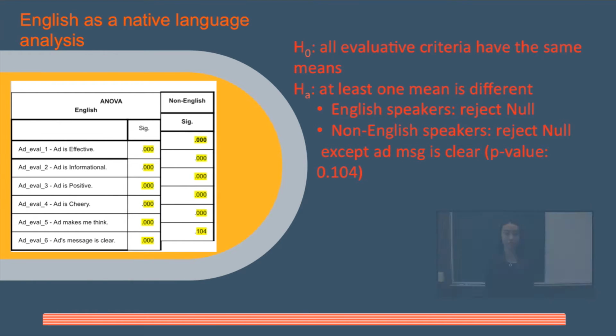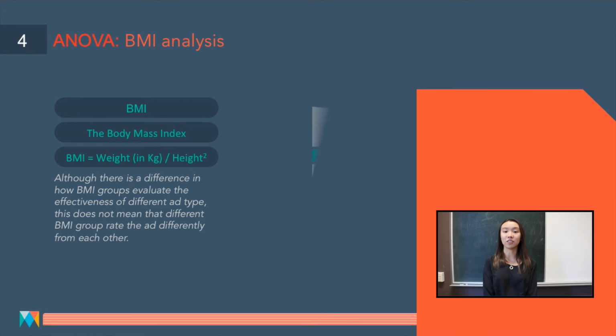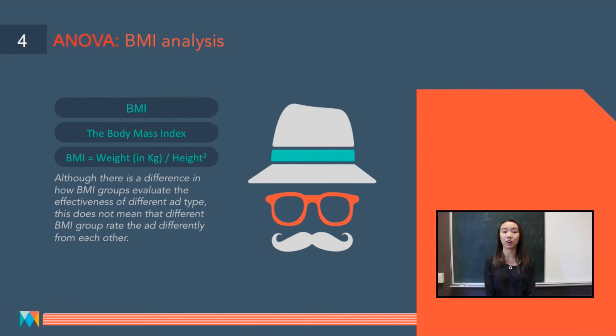Following what Angel has mentioned, now we are going to move to the demographic variables of BMI, diet, attention, and knowledge, and to see whether the average rating of evaluative variables in each segment differs by ad type.